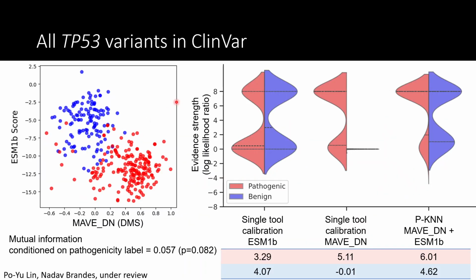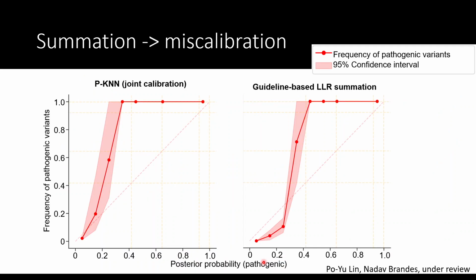And we did similar tests with all TP53 variants in ClinVar. Now the x-axis is a deep mutational scan evaluating the dominant negative effect, and the y-axis is the ESM1b score. As we can see again, joint calibration leads to stronger evidence compared to each tool calibrated individually. And also, joint calibration leads to an adequately conservative evidence assignment, while the guideline-based evidence summation leads to regions of miscalibration.